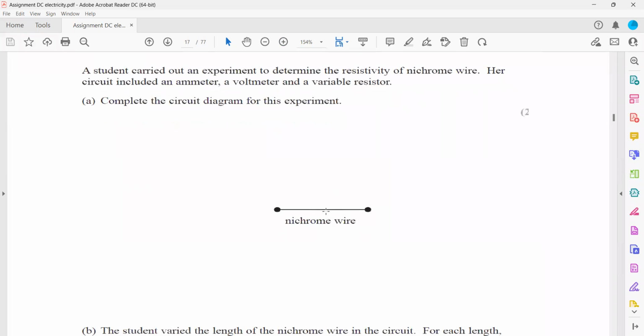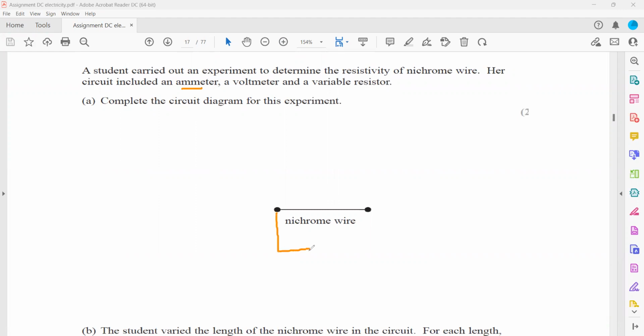In this question, a student carried out an experiment to determine the resistivity of a nichrome wire, an alloy of nickel and chromium. Her circuit includes an ammeter, a voltmeter, and a variable resistor. Complete the circuit diagram. So this is a nichrome wire. So we have to complete a circuit diagram.